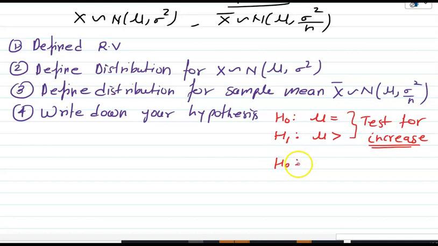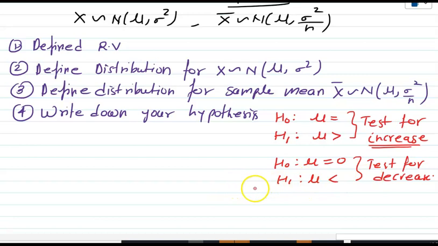Next, H0 is mu equal, which is always equal. Then H1 can be mu less than, so it is a test for decrease, towards the lower end. This is a one tail test, and this is a one tail test. Now the next one is the two tail test: H0, mu will be something, and H1, mu should not be equal to. When it is not equal to, it is a two tail test.